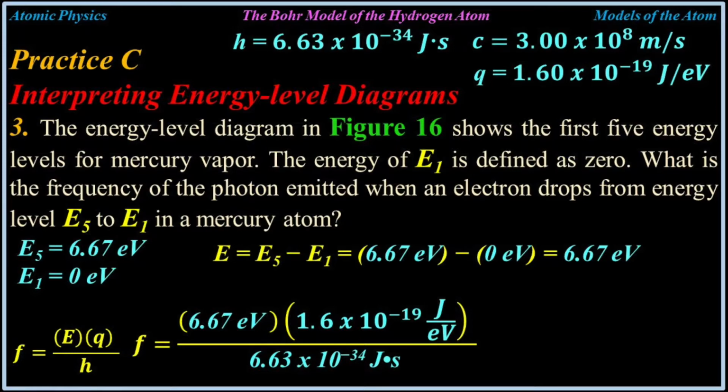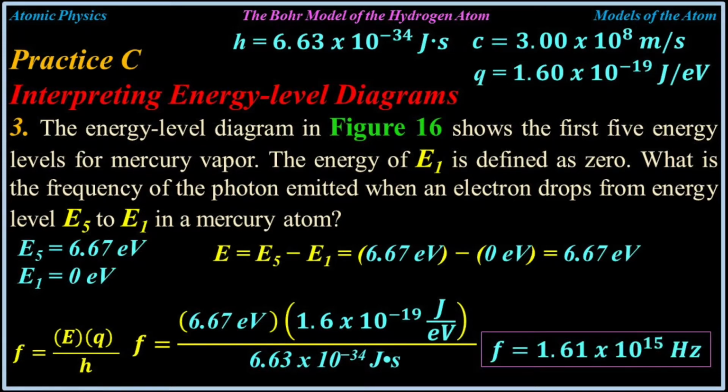And the answer is 1.61 times 10 to the 15th hertz. You can go to the chapter on light and reflection. It's very near the beginning of the chapter. It's the first table in the chapter, and see where on the electromagnetic radiation spectrum these frequencies fall.